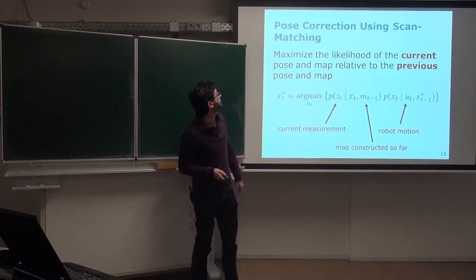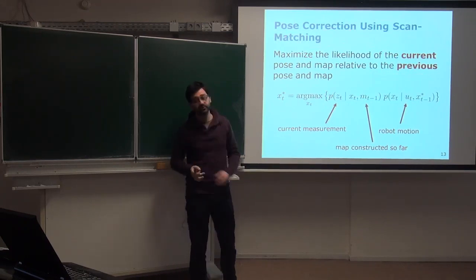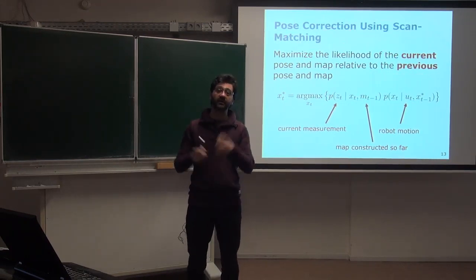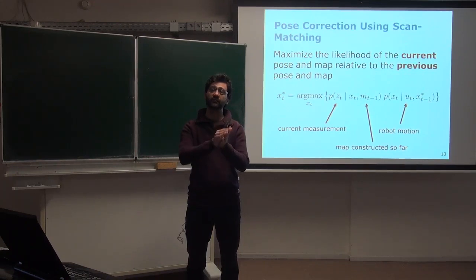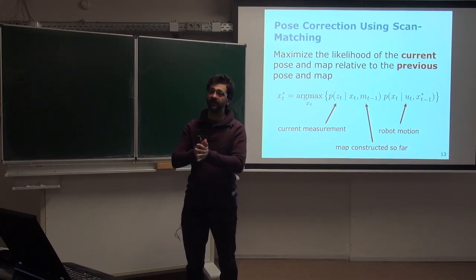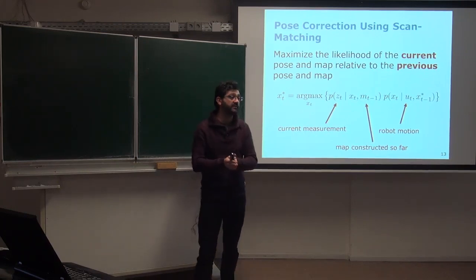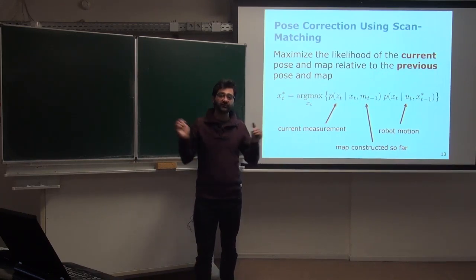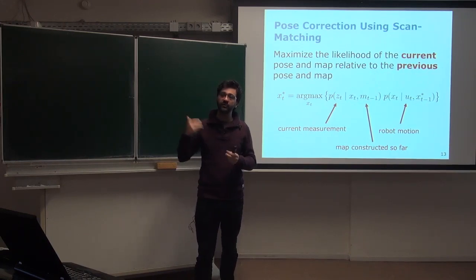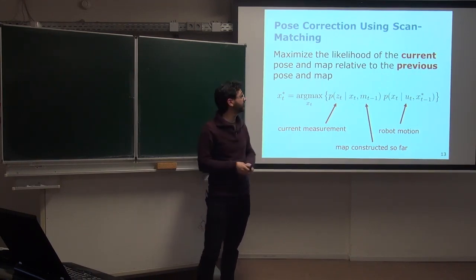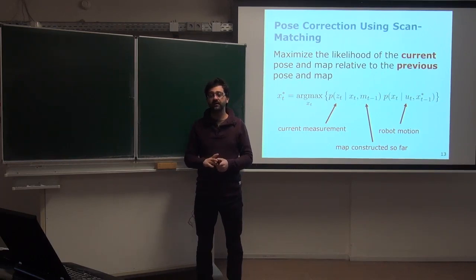The first idea is that we can use a scan matcher. A scan matcher is a technique that takes two scans and tries to align them in a way that the overlap between the two scans is maximized. You can imagine that I have a very simple map made by a single scan that I acquired at my previous pose, and now I'm trying to localize myself with just one scan on that previous map. You can do it in different ways; there are several techniques for doing this.